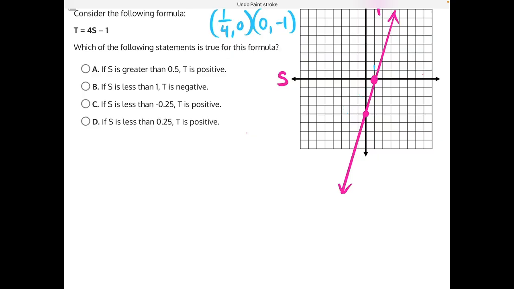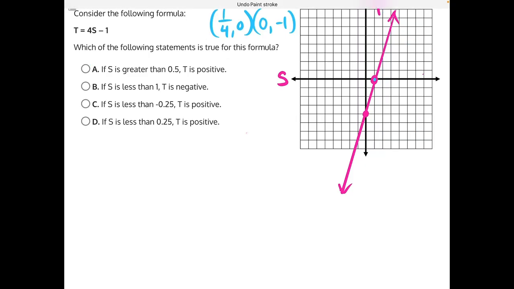So now we need to take a look at each of our answer choices and compare them to this graph to see which one is a true statement. Answer choice A says if s is greater than 0.5. So here's 1/4, here's 0.5. So everything greater than this value, which means to the right of this value, t is positive. Well, all of these t values are above the x-axis, which makes them all positive and going into positive infinity. So this is already a true statement, making answer choice A our correct answer.